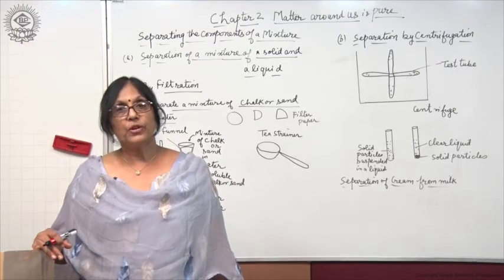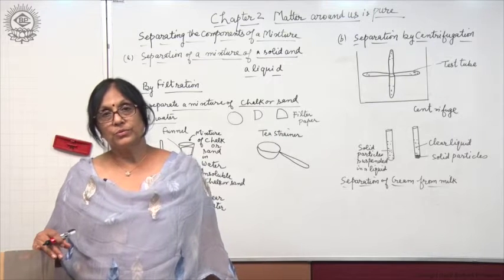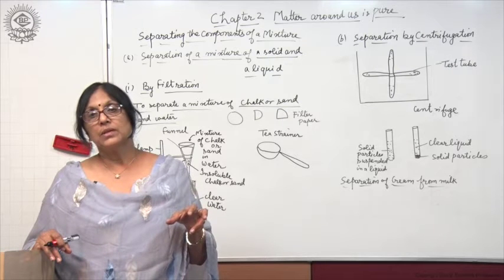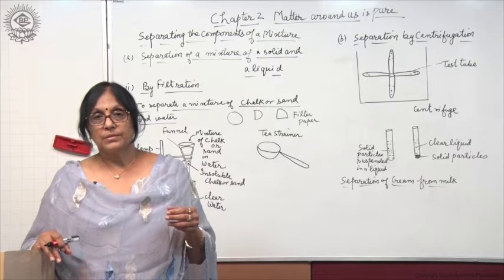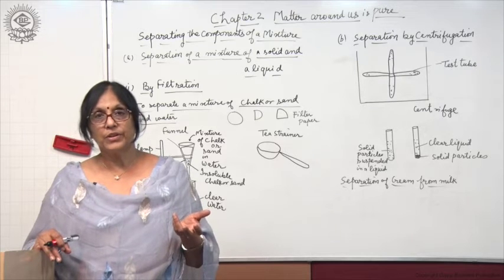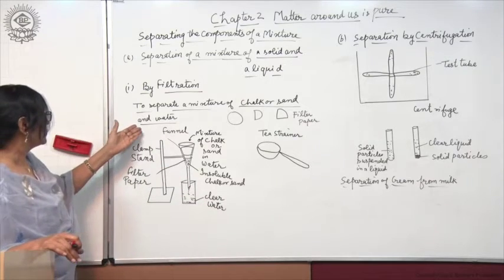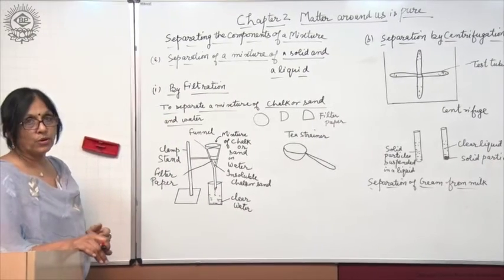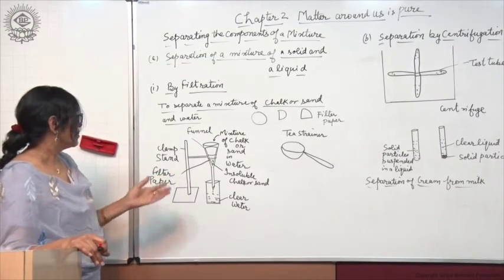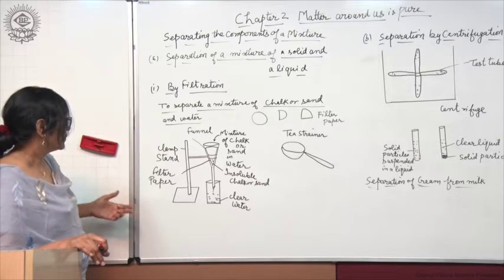To separate a mixture of solid and liquid, we will now study the methods used. If the solid is insoluble in the liquid, the method used to separate them is simple: filtration. The apparatus is shown here. So, a mixture of chalk or sand, which is insoluble in water, can be separated by filtration, by taking a funnel and the filter paper.